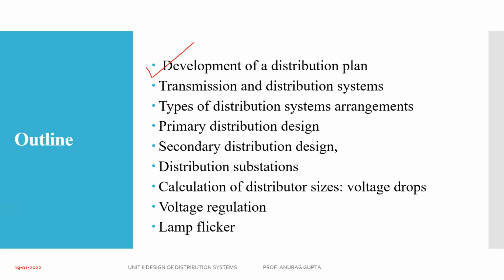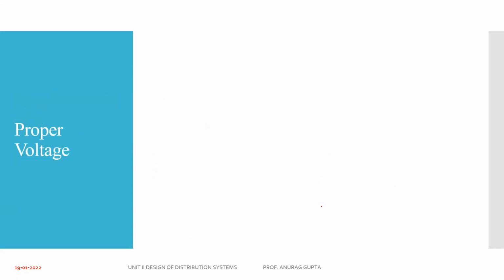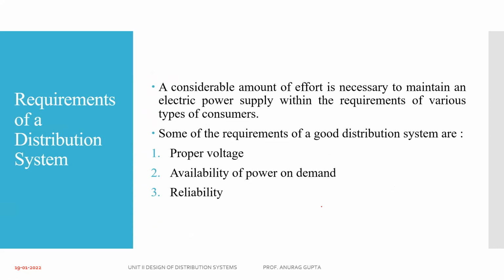If you remember, what is the role of distribution planning that I've discussed? What is the meaning of transmission and distribution system that we've discussed? Types of distribution system arrangement, primary and secondary, I have also discussed. We have discussed a little bit and started this topic. Clear? So going further, I have just left in the last lecture, what is the requirement of a distribution system?